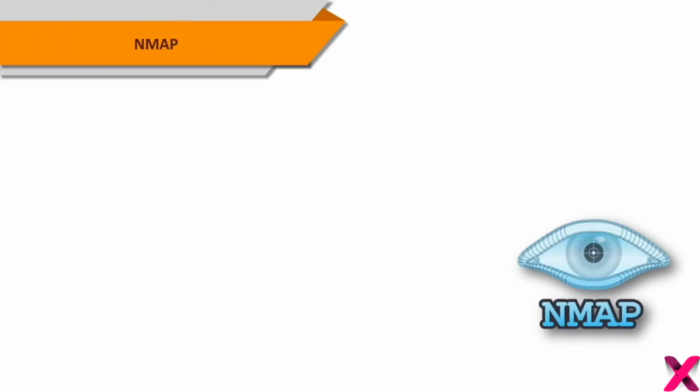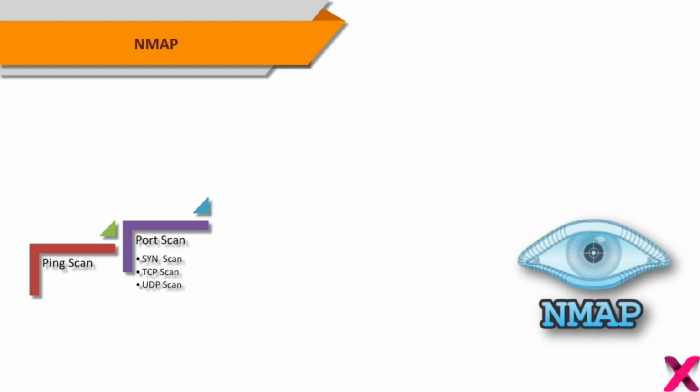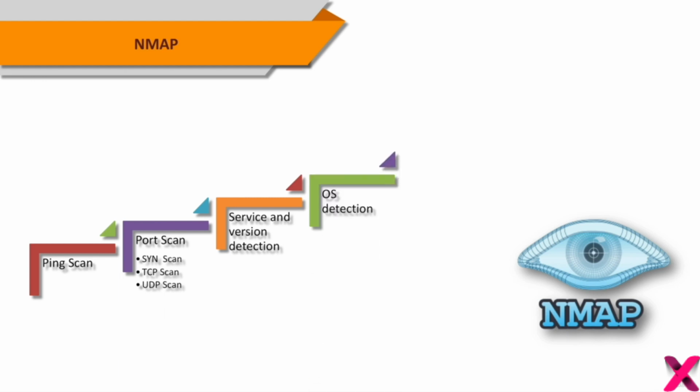In the following lectures to discover the network, we'll perform the following with Nmap. First, we'll use ping scan to find out the hosts in the network. Then we'll use different types of port scan to find the open or accessible ports. We'll detect the services running on the ports and their versions. We'll try to learn the operating systems running on the systems. And after that, we'll see how to use scripts with Nmap scans.